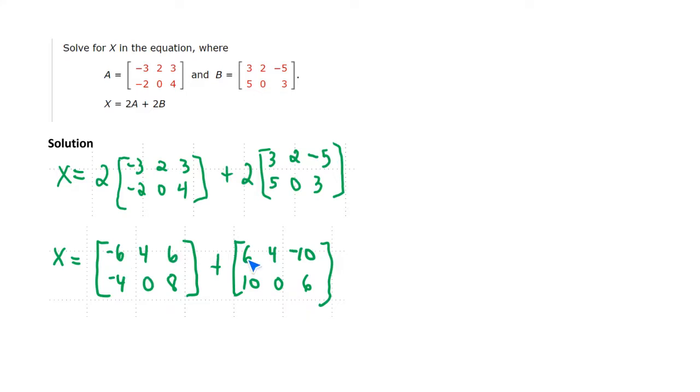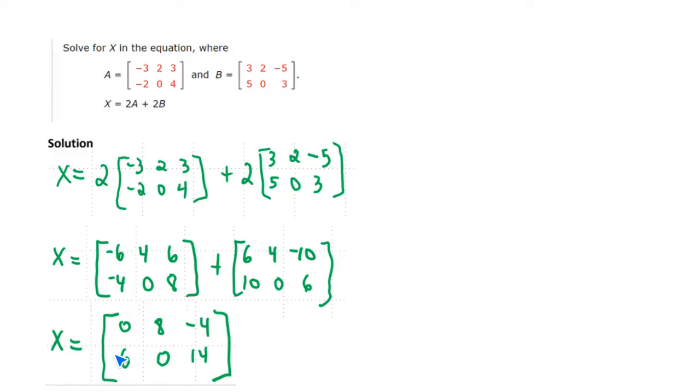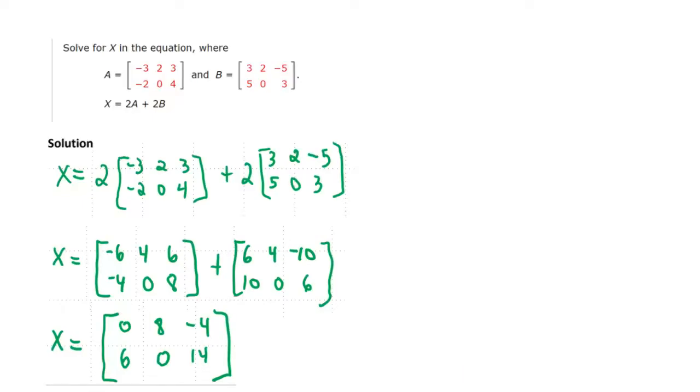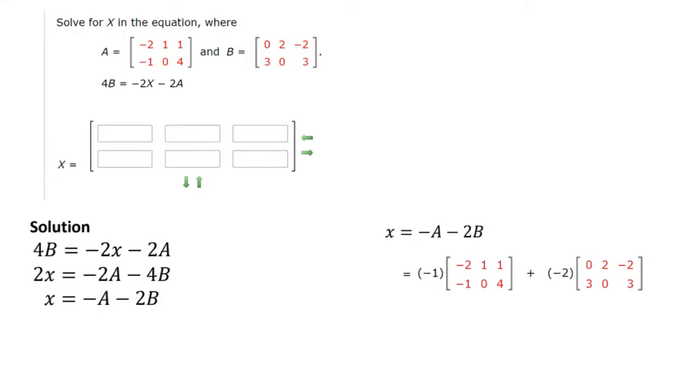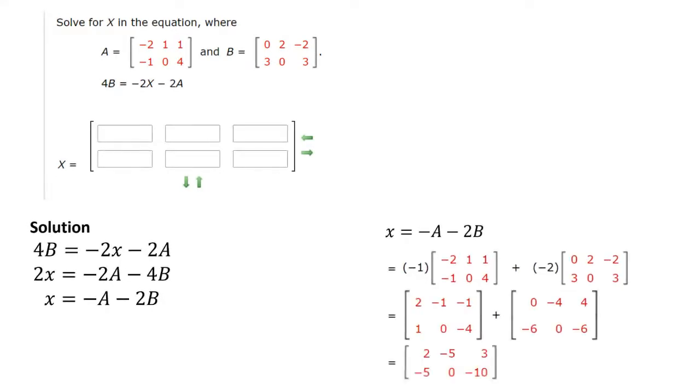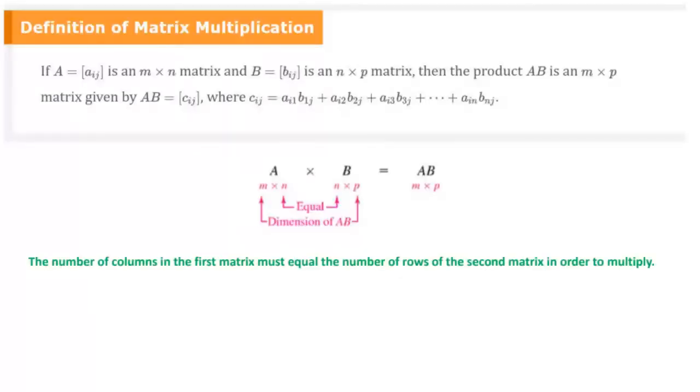So -6 plus 6 is 0. 4 plus 4 is 8. 6 plus -10 is -4. -4 plus 10 is 6. 0 plus 0 is 0. 8 plus 6 is 14. Okay, so I'm going to skip this one. It's the same here. So let me go to the next one.